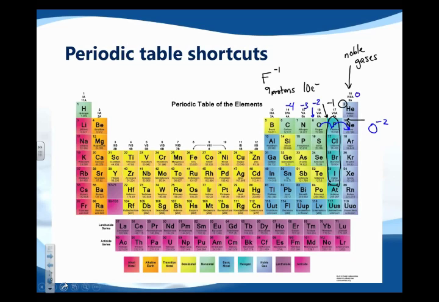Noble gases, they generally don't form ions because they're perfectly happy. Everybody wants to be like them. They have what's called generally a full octet, and so they don't really have any interest in losing or gaining electrons. If we look at lithium over here, it has 3 electrons.